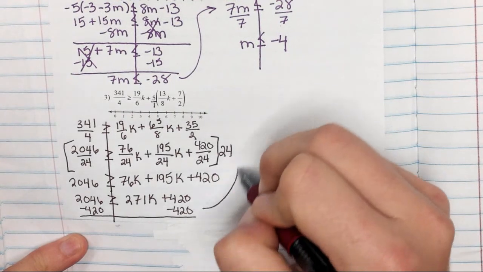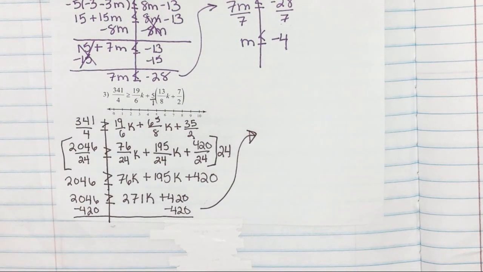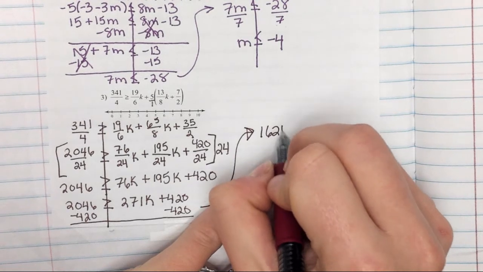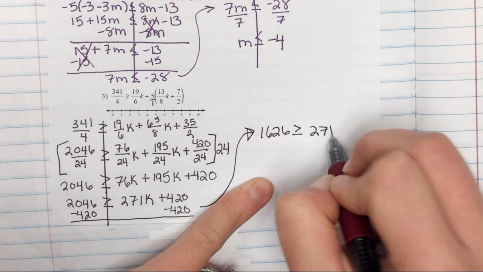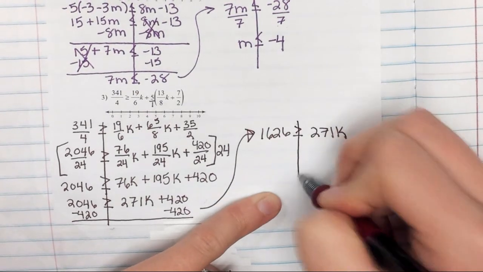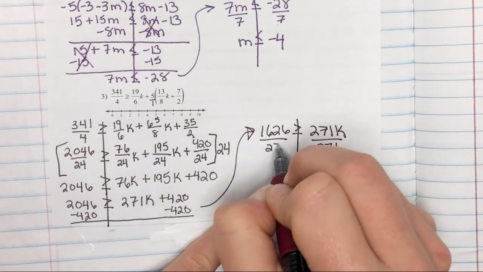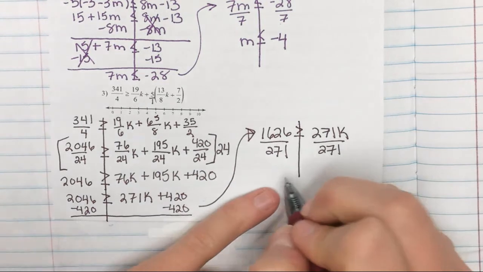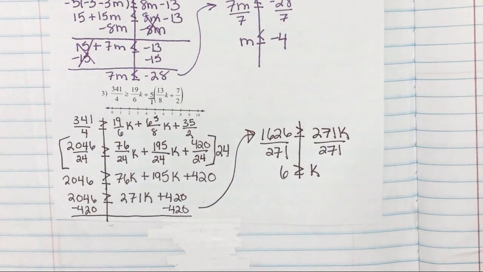And I'm going to come up here, running out of room. So 2,046 minus 420 is 1,626, is greater than or equal to 271 times k. I'm going to use the division property of inequality and divide both sides by 271. And I end up with 6 is greater than k. Such a simple answer for such a complicated problem.